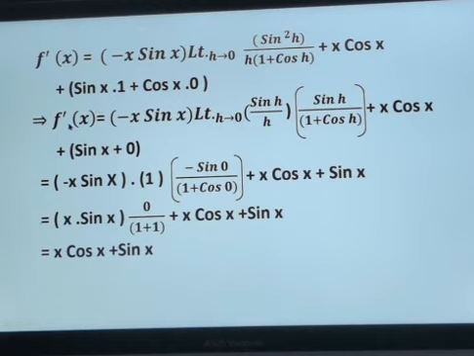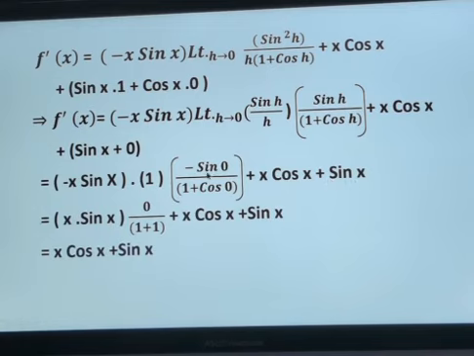Solve it. f'(x) is equal to −x sin x into limit h tends to 0 of sin h over h into sin h over (1 + cos h), plus x cos x plus sin x plus 0. Now limit h tends to 0 of sin h over h again goes to 1, and here put h equal to 0. So we get −x sin x into 1 into sin 0 over (1 + cos 0), and plus x cos x and plus sin x.